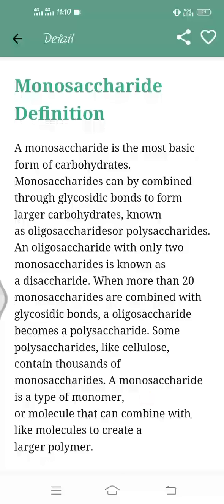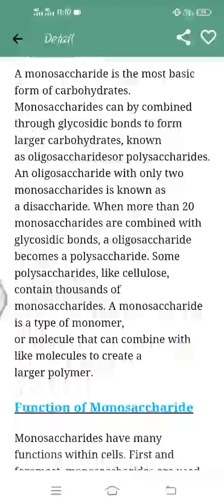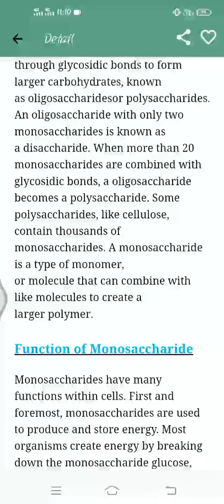An oligosaccharide with only two monosaccharides is known as a disaccharide. When more than 20 monosaccharides are combined with the glycosidic bond, an oligosaccharide becomes a polysaccharide. Some polysaccharides like cellulose contain thousands of monosaccharides. Monosaccharide is a type of monomer, a molecule that can combine with like molecules to create a large polymer. So we will go for the function of monosaccharide.